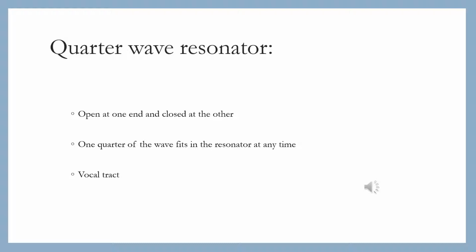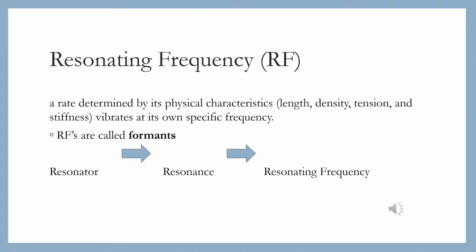It's called a quarter wave resonator because one quarter of the wave fits in the resonator at a time. So if you were to draw out a wave in the tube, a quarter of the wave is going to fit in there between the open and the closed end. Again, this is super important when talking about the vocal tract, because that's the type of resonator it is: a quarter wave resonator.